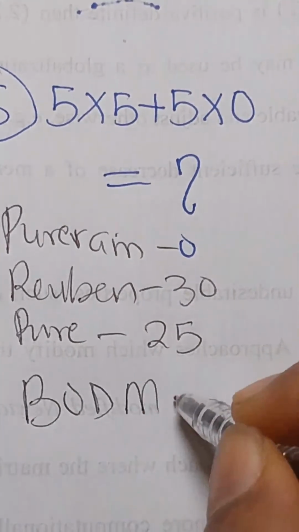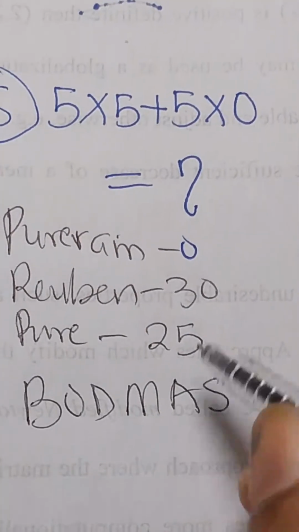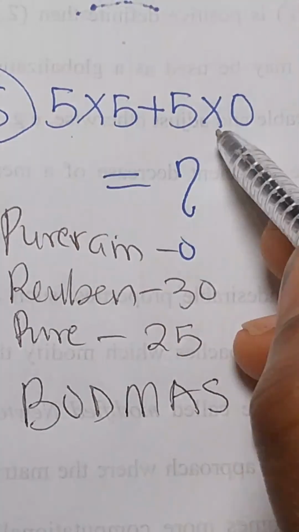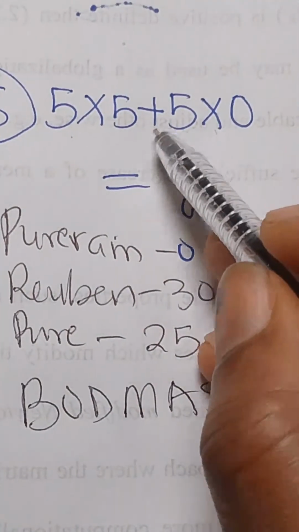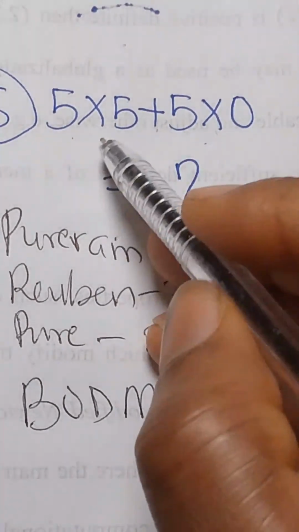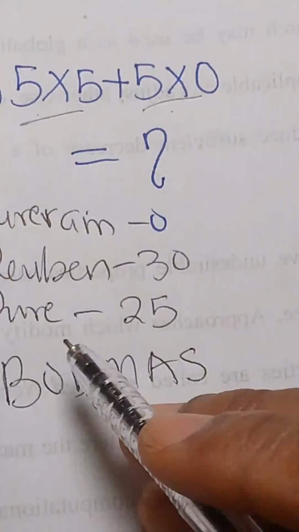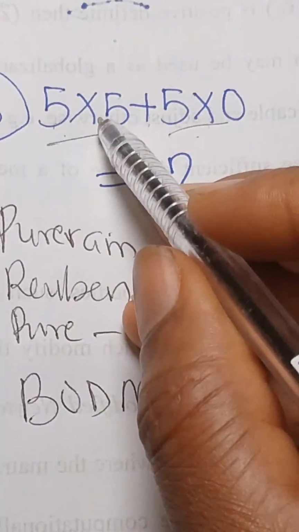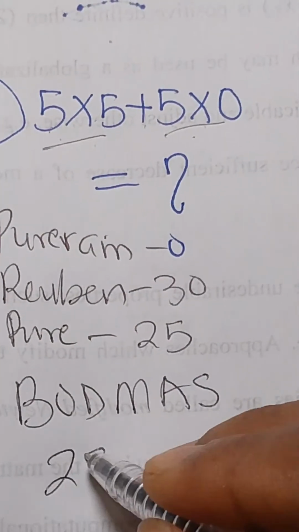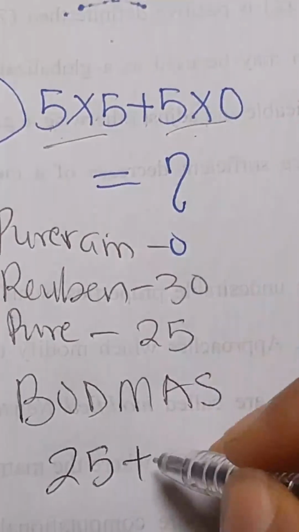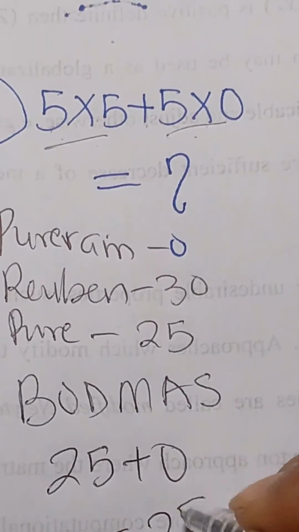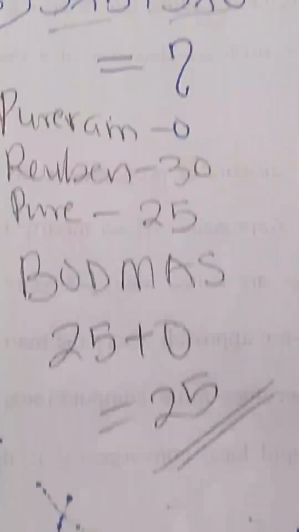I'm surprised I'm getting all kinds of answers for it. So, okay. This is multiplication. In BODMAS, this is addition. We multiply first before adding. All right. We multiply here, and we add. 5 times 5 is 25. 25 plus 5 times 0, which is 0. So the answer is 25. All right. So the right answer is 25.